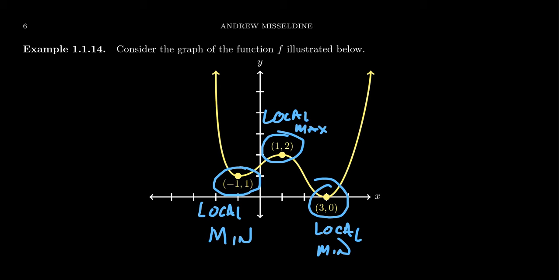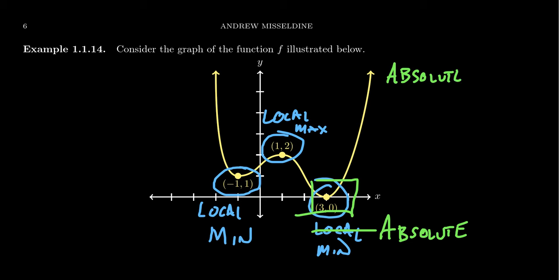Now, if we ask the question about absolute extremum, I want to note that there is an absolute minimum right here at x equals 3. Right? This is not just a local minimum, this is the absolute minimum, because there is no y-coordinate on this graph that ever gets smaller than y equals 3. The local minimum here at x equals negative 1, it's a local minimum, but it's not the absolute because we get smaller values.